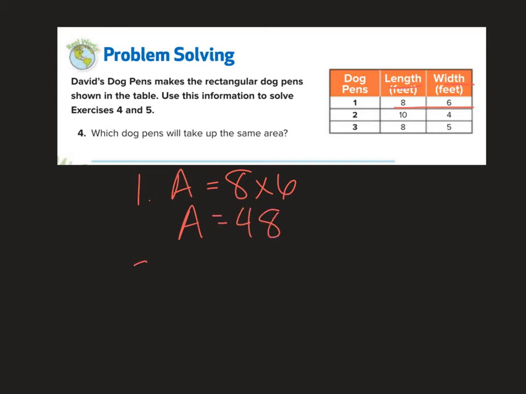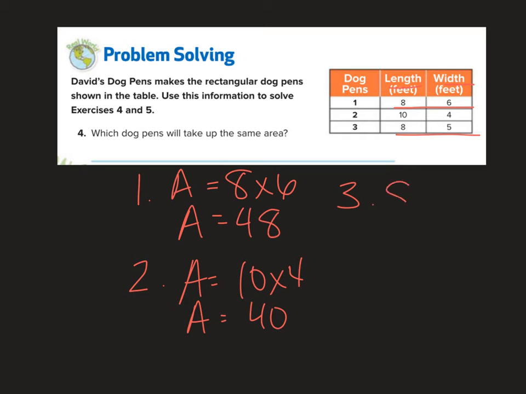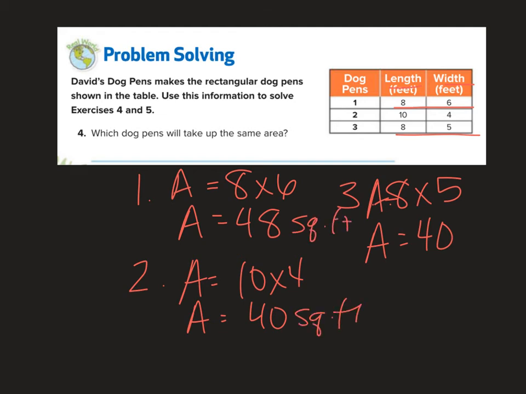Okay, so for pen 2, I need to multiply 10 times 4. So the area for pen 2 is 40. For pen 3, I need to multiply 8 times 5. Area equals 8 times 5. Area, then, 8 and 5 makes 40. This should be square feet.